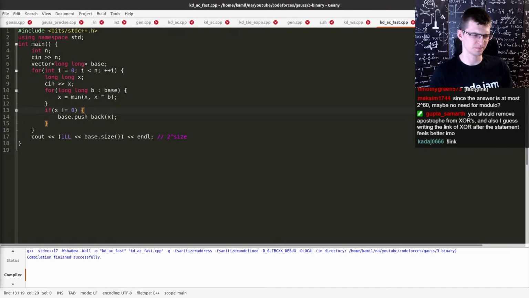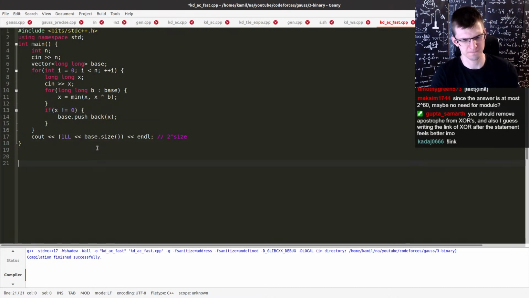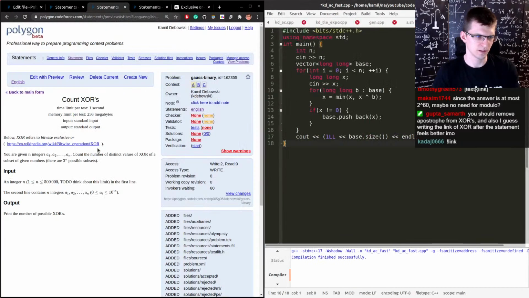Should I? If something is an abbreviation or any kind of short format, don't we say apostrophe s at the end? Is this format correct, XORs? Can somebody else confirm? Text link.